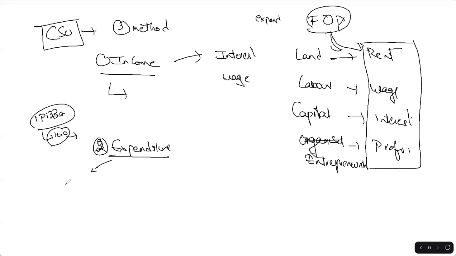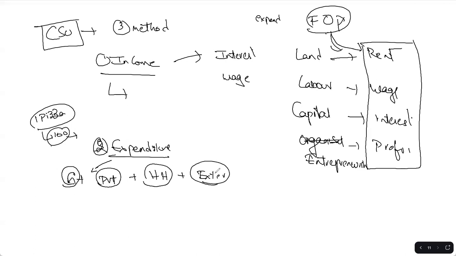Like I have told you, there are four major players: government, private sector, household sector, and external sector. Whatever the expenditure incurred by the government, private, household, and the external sector, we can arrive at the value of our GDP.